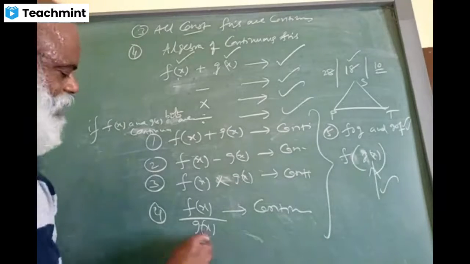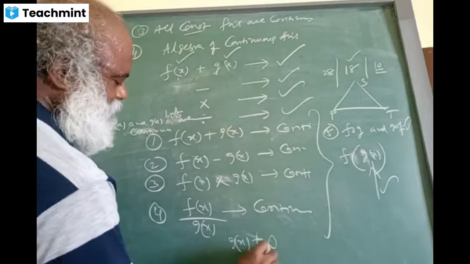Right. G of x is not equal to 0. That's there always, right? Rational function.